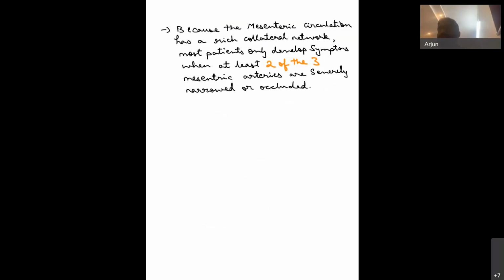Because the mesenteric circulation has a rich collateral network, most patients only develop symptoms when at least two of the three mesenteric arteries are severely narrowed or occluded.